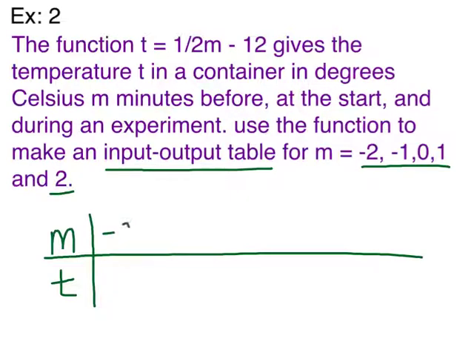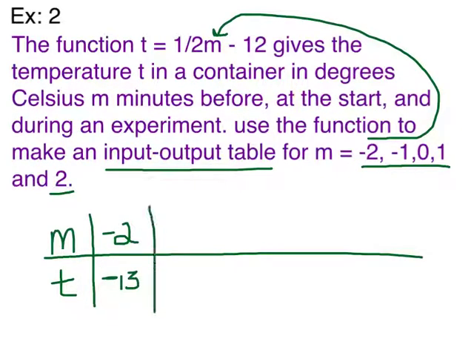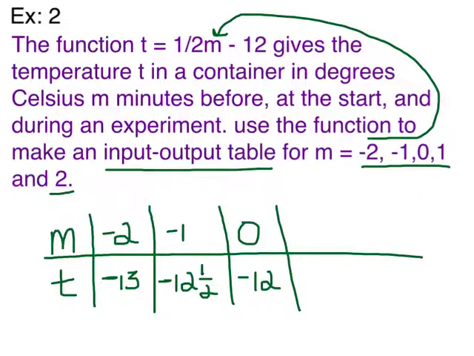So if I plug -2 into my equation, all I'm doing is taking -2 and plugging it in for m. So half of -2 is -1, minus 12 gives me -13. Then I'm going to plug in -1. -1 times 1/2 is -1/2, minus 12 is -12 and a half. Then I'm going to plug 0 in. That's an easy one. 1/2 times 0 is 0, and then I'm going to subtract 12, so I get -12. Then I'm going to plug 2 in, and I get half of 2 is 1, minus 12 is negative 11.